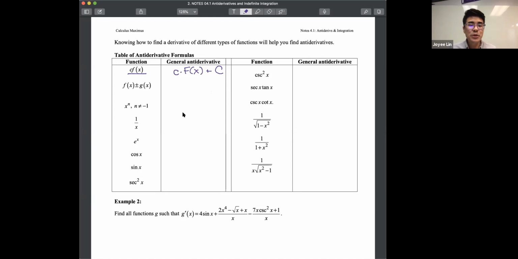Number 2, what happens when you add or subtract functions? Well, when you take the antiderivative, it's just going to be the same exact thing. You can add or subtract the antiderivative functions.